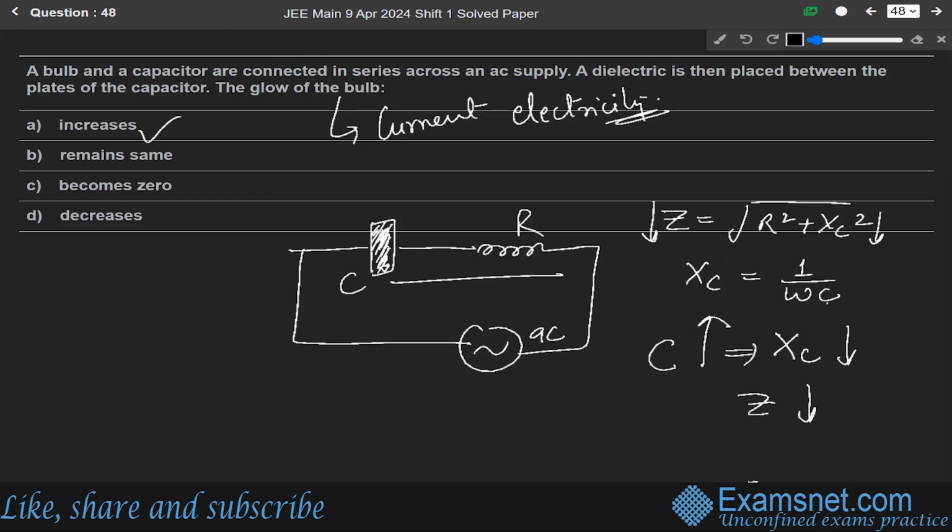Okay, XC is equal to 1 over omega C, inversely proportional to C. So if C increases, XC decreases. If XC decreases, this impedance Z also decreases. So if it decreases, the current will increase. Now, if current increases, the glow of the bulb will also increase. Okay.